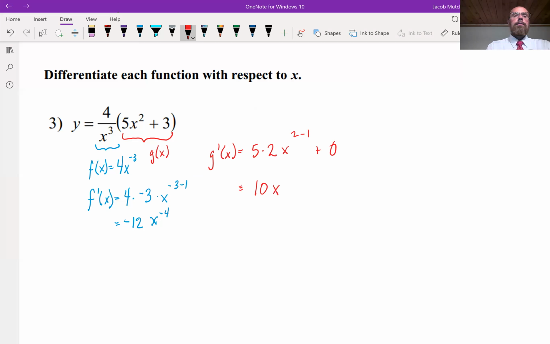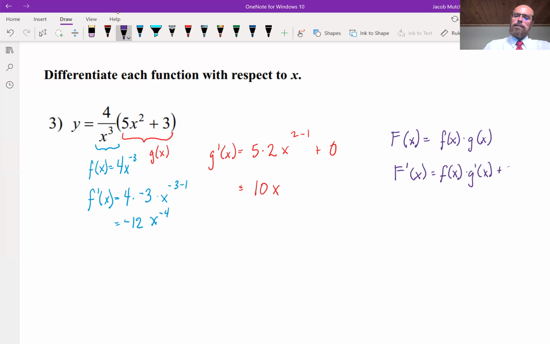So now we're ready to substitute into our rule. If I've got a big function f of x times g of x, again, just to write the rule, its derivative will be f of x times derivative of g plus derivative of f times original function g. So each of those products has one original, one derivative, and they switch.